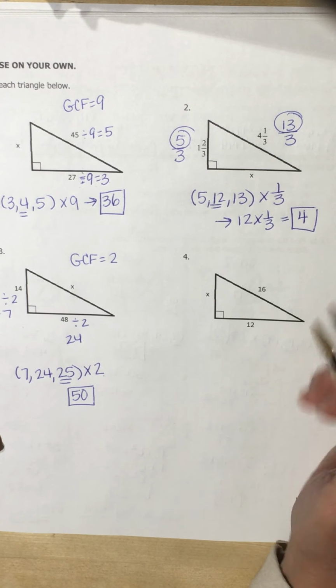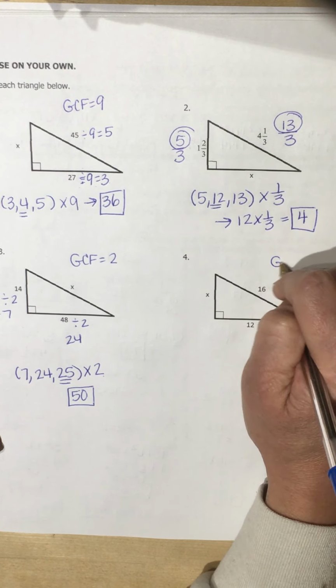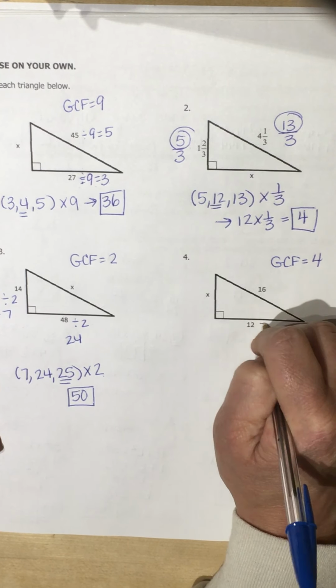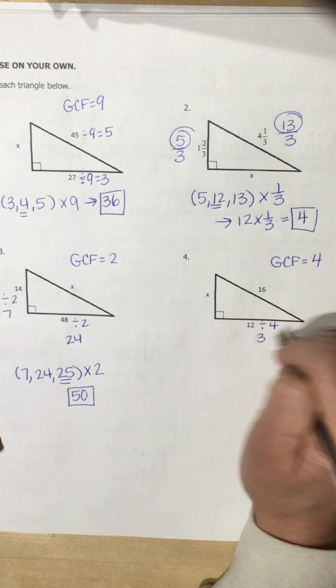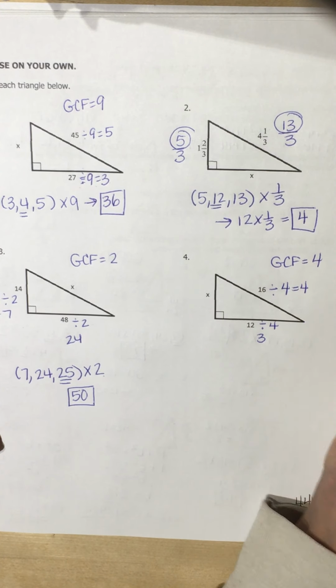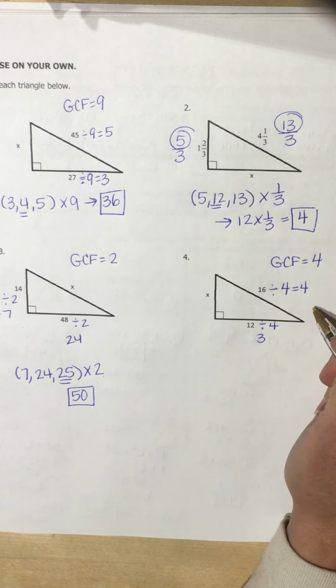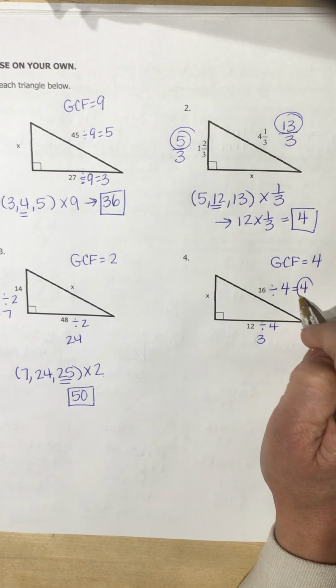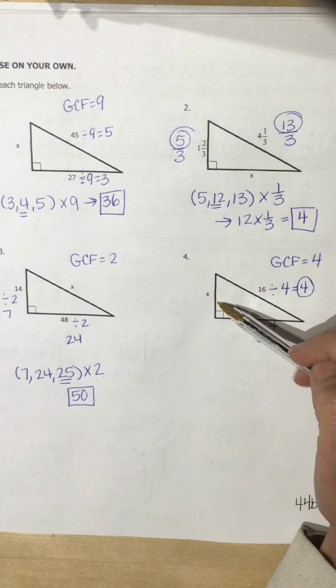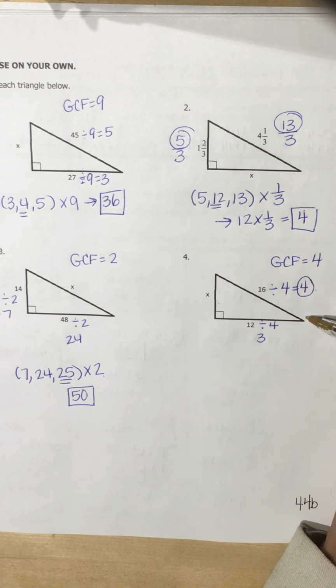And then last, when I look here, I see that my GCF is going to be a 4. So if I divide by 4, I get 3. If I divide here by 4, I get 4. And again, this one's a little bit tricky because this 4 is not a leg. In order for it to be a member of the 3, 4, 5 family, the 4 needs to be on the leg, and a 5 would need to be on the hypotenuse.